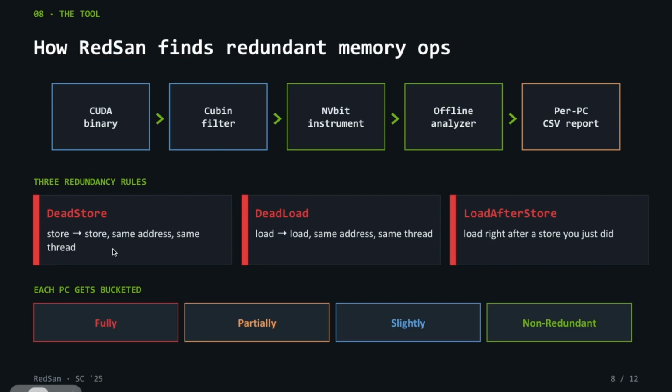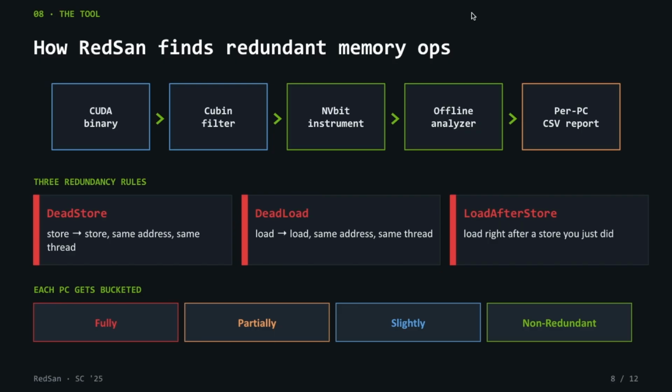And depending upon how many times a redundant memory access happens from a program counter in your program, it puts that line or that specific instruction into one of these four buckets. It decides if it's fully redundant or partially or slightly or non-redundant. So yeah, that's how it collects the data for you.